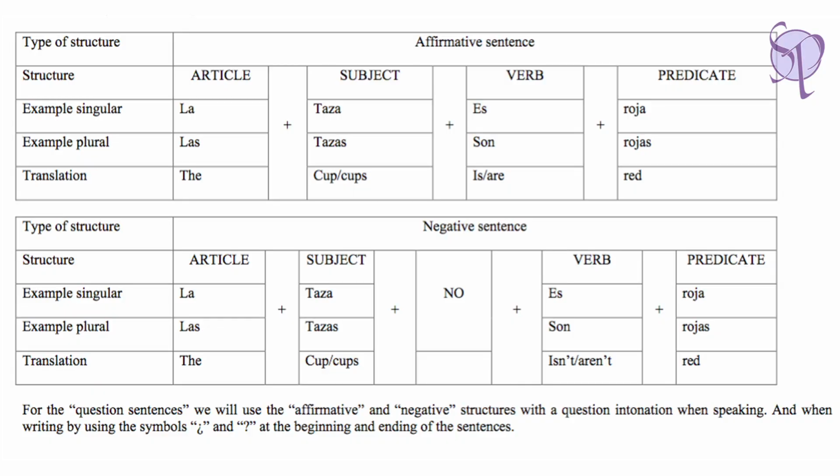How do we make a sentence negative? We just need to add the word no, N-O, before the verb. In this case, like you can see in the example, la taza no es roja, because the verb in this case is es. La taza es roja. La taza no es roja.